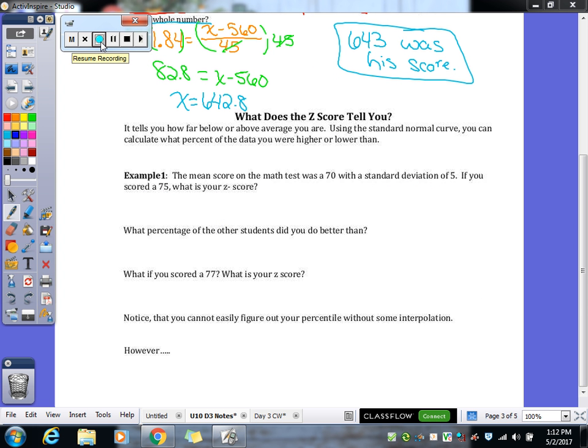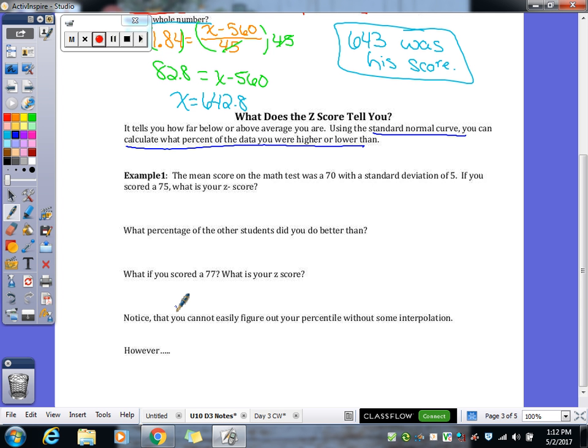All right, so next part. What does that z-score actually tell you? It tells you how far above or below you are from the mean. Using the standard normal curve, you can calculate what percent of the data you were higher or lower than. And that's where we get into our chart.